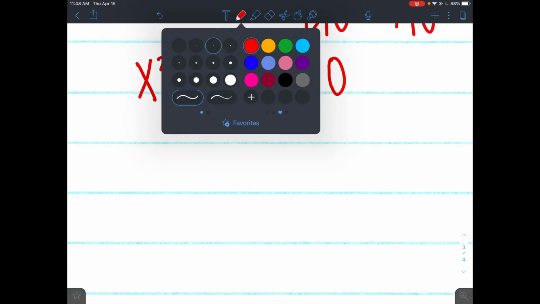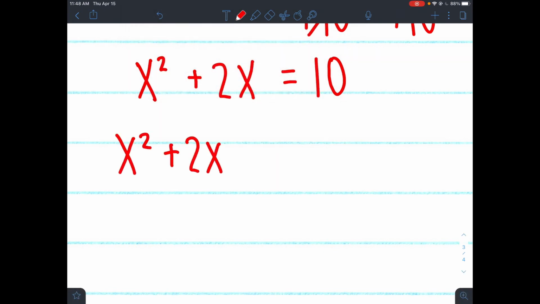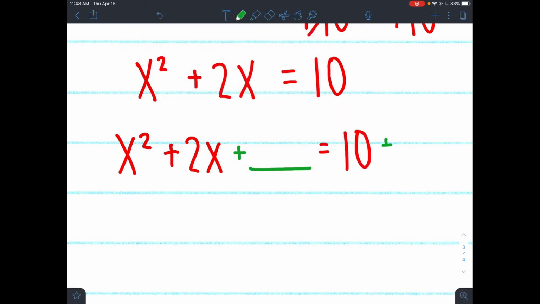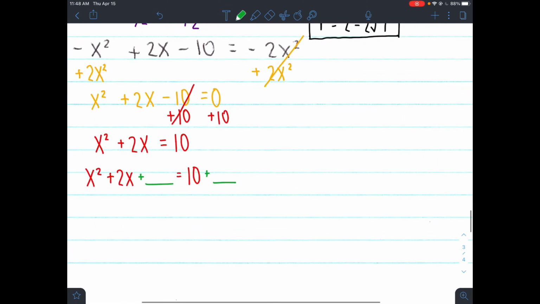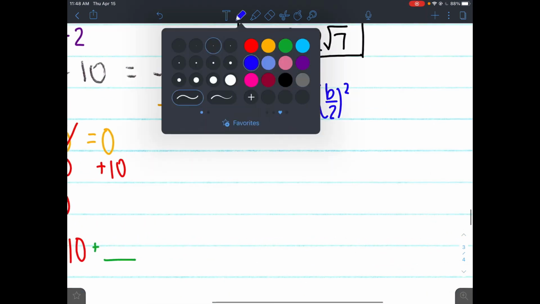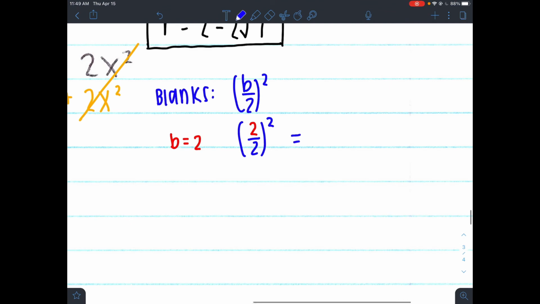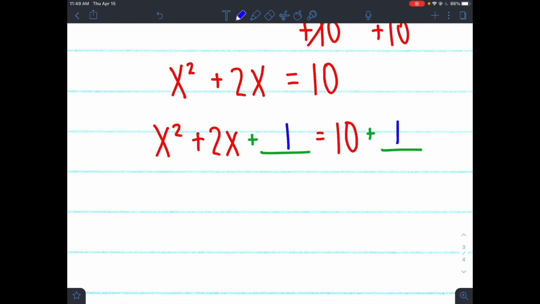All right. After you get all your variables on one side and all the numbers on the other side, you're going to add your blanks. So we have x squared plus 2x plus blank equals 10 plus blank. Now same process. What goes in our blanks? B divided by 2 squared. Okay, well your b value in this problem is positive 2. So we're going to plug in 2 for b, so b divided by 2 squared, so 2 divided by 2 squared. Well, 2 divided by 2 is 1, and 1 squared is 1. So the number that goes in our blanks is positive 1.